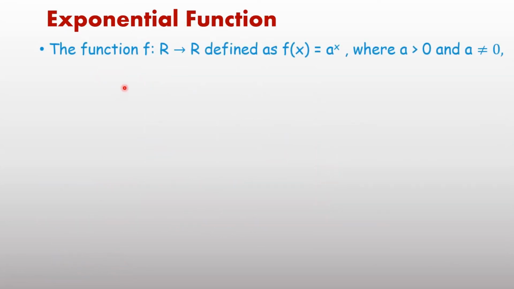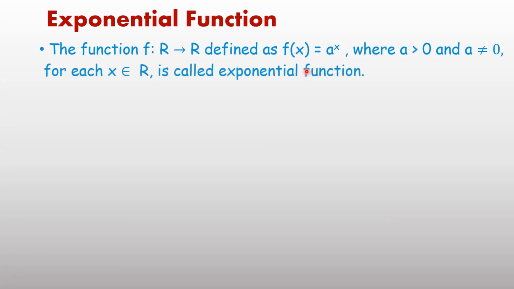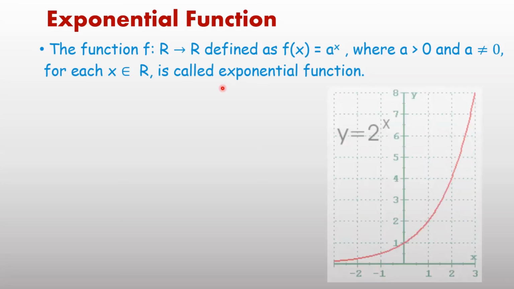Now exponential function. f is a function from R to R, f(x) equal to a power x, is known as exponential function where a is greater than 0 and a not equal to 1. From it we understood, a is known as base and x is known as exponential power. The base you will consider as a positive real number, and x belongs to any real number as power. Then it is known as exponential function.